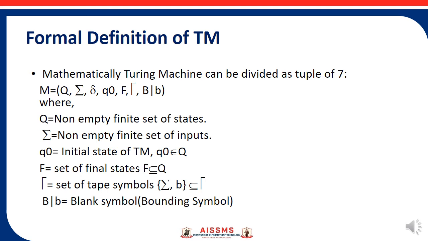Finally, let us come to the formal definition of the Turing machine. A Turing machine can mathematically be represented using a tuple of 7 symbols. So here Turing machine M can be represented as Q, which is the non-empty finite set of states. We have sigma, which is the non-empty finite set of inputs, Q0 the initial state, F the final state, gamma the set of tape symbols including the blank symbol B.